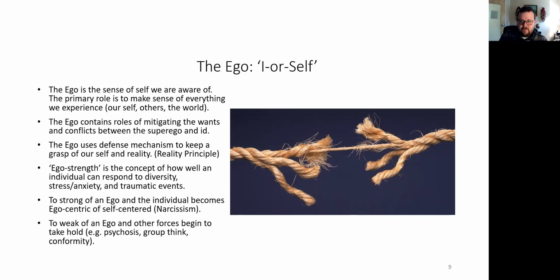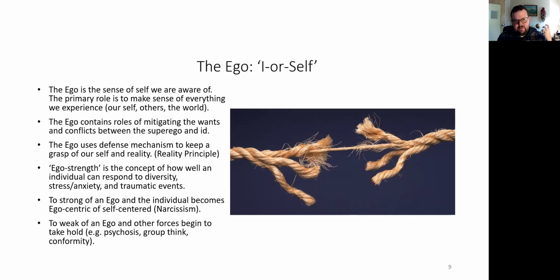Too weak of an ego and other forces are going to begin to take hold, whether it's the superego, the id, etc. This is what could be so overwhelming it leads to psychosis, or can lead to groupthink, or some sort of sense of conformity. If there's too weak of an ego and the superego comes up, we're going to see a lot of groupthink and conformity in that capacity. If the ego completely collapses, what we're going to see is a flooding of unconscious material, and that could lead to the old school term of psychosis, a complete removal of reality.